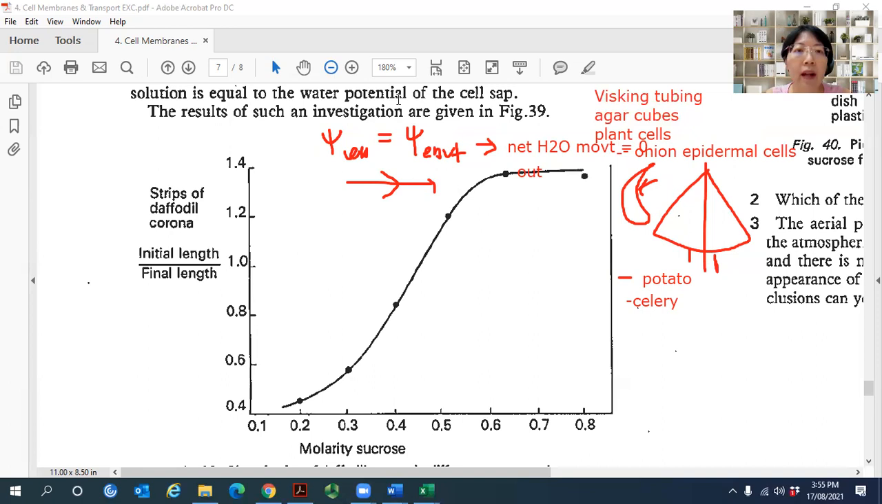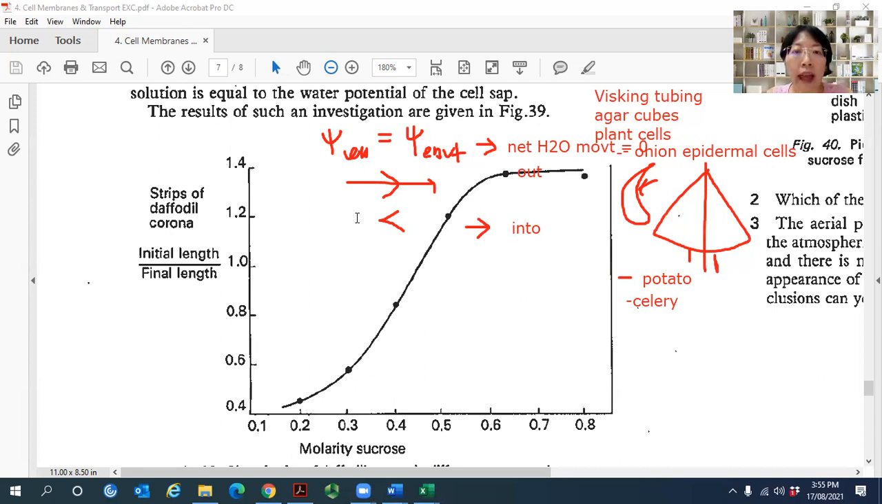Then if psi of the cell is less than psi of environment, what will happen to the net water movement? Ong Shu Min: Into the cell. Net movement into the cell, right? So this one all of you know.